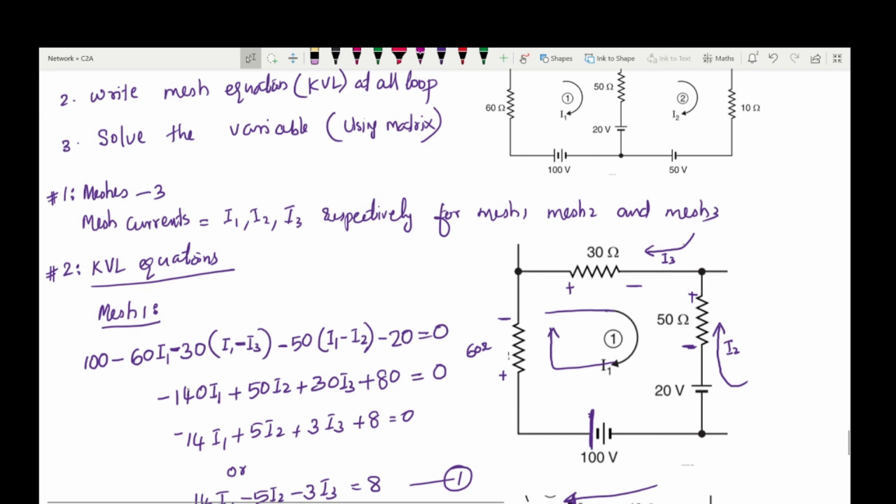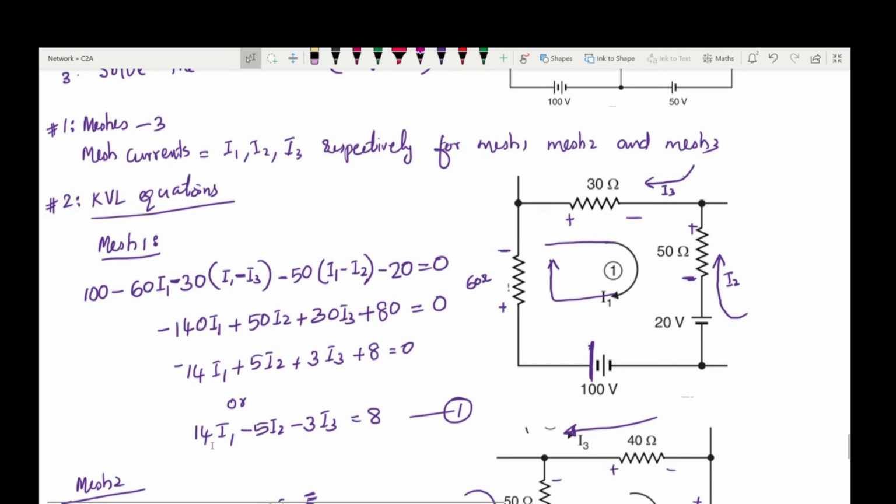Now, simplifying, we can obtain this equation with 14I1, or you can solve from this equation. Here what I did is divide the equation by 10. There is no need for that simplification also. You can solve with the big figures also, no problem. So finally, the mesh 1 equation we can write as 14I1 minus 5I2 minus 3I3 is equal to 8, or 140I1 minus 50I2 minus 30I3 is equal to 8.